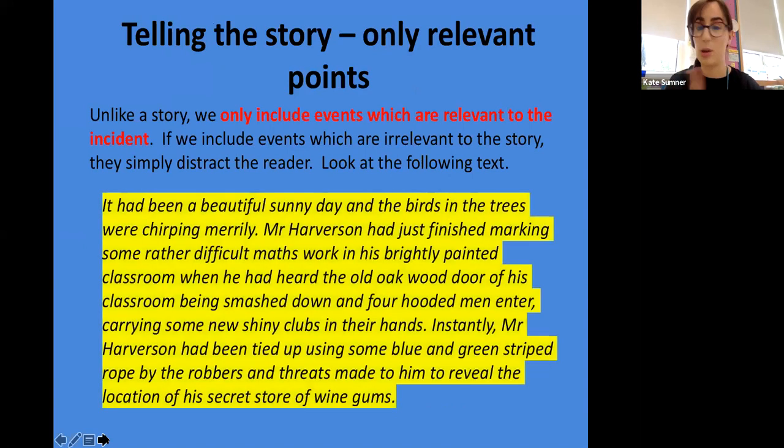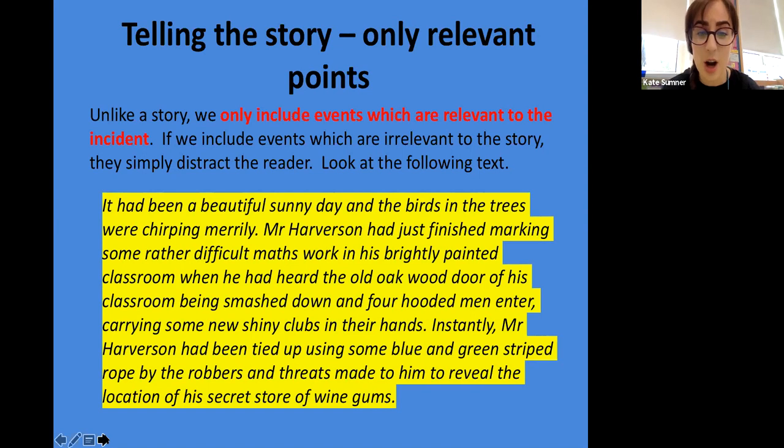So this is an example of what not to do. It's distracting. It had been a beautiful sunny day and the birds in the trees were chirping merrily. Mr. Harverson had just finished marking some rather difficult maths work in his brightly painted classroom when he heard the old oak wood door of his classroom being smashed down and 4 hooded men enter, carrying some new shiny clubs in their hand. Instantly, Mr. Harverson had been tied up using some blue and green striped rope by the robbers, and threats were made to him to reveal the location of his wine gums.